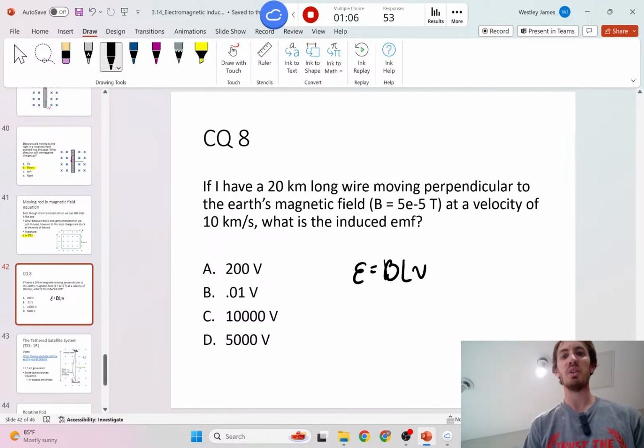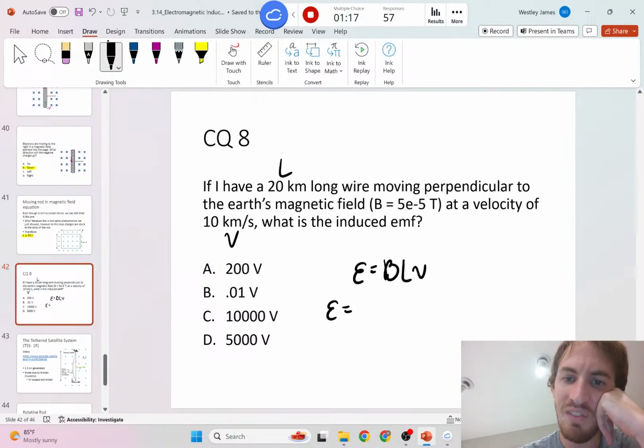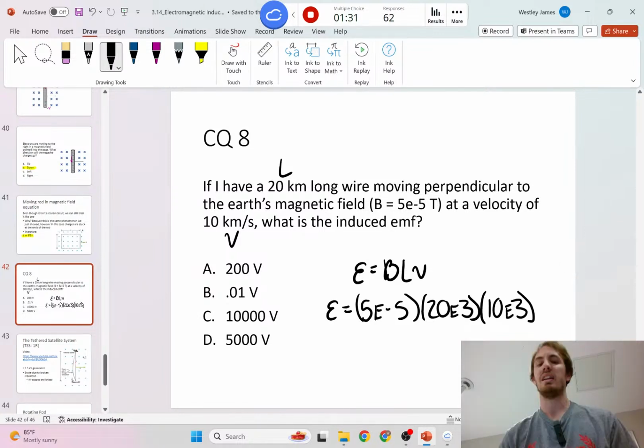Oh gosh, there are answers all over the place. All right, I'm just going to work through this one. So this is my length, my B is already labeled, and that's my velocity. We have a magnetic field of 5 e to the minus 5. That's really small, but the other numbers are all really big. We have 20 to the third meters, and we have 10 to the third kilometers per second.